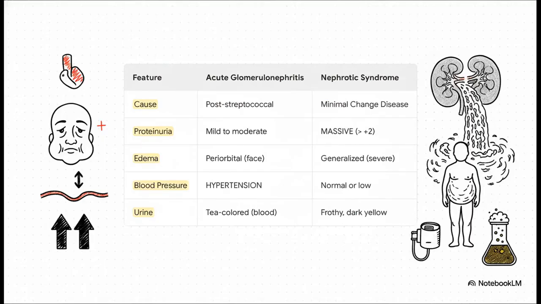Okay, listen, screenshot this slide, print it out, do whatever you have to do, because this comparison table is everything for your exam. The number one thing to look at is the protein. In AGN, you lose a little protein, but in nephrotic syndrome, the protein loss is massive. And because all that protein is leaving the blood, you get this severe full-body swelling called anasarca. Also, lock in the blood pressure. AGN almost always means hypertension. Nephrotic syndrome, normal or even a little low.